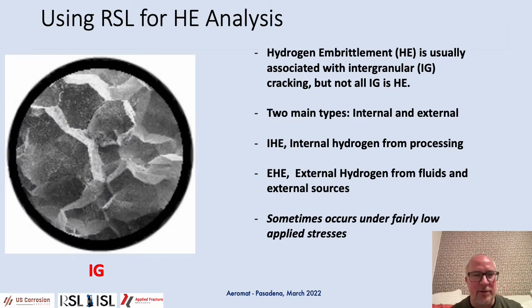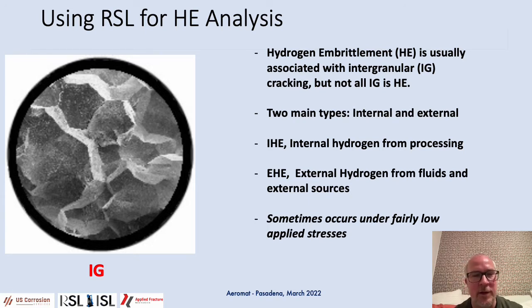So the rising step load test has been used extensively in hydrogen embrittlement analysis, and one thing about hydrogen embrittlement is it's usually associated with intergranular cracking, but then again, not all intergranular cracking is truly hydrogen embrittlement. So to determine whether it really is or not, you can apply the rising step load test and determine the threshold for hydrogen embrittlement. And that can tell you whether the intergranular cracking really was related to hydrogen or if something else occurred.